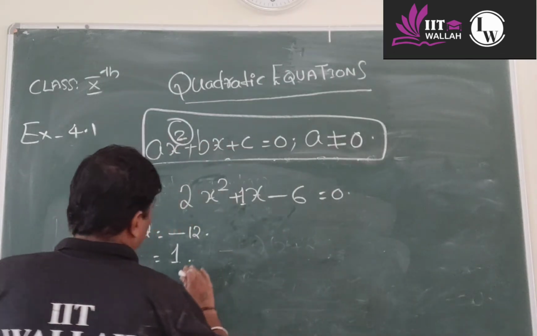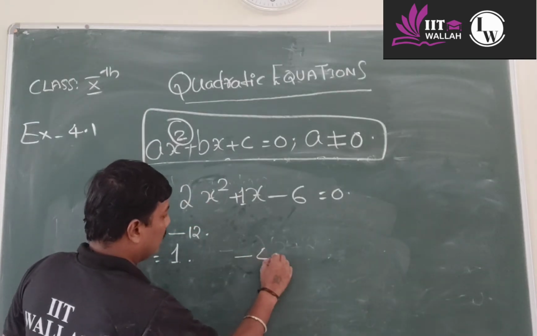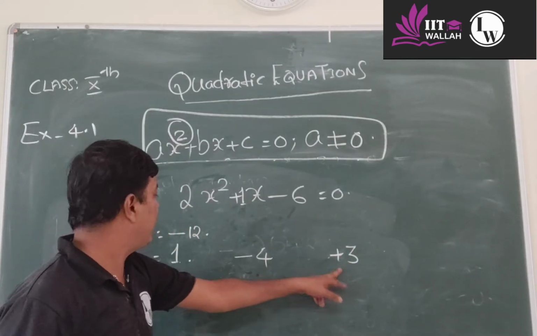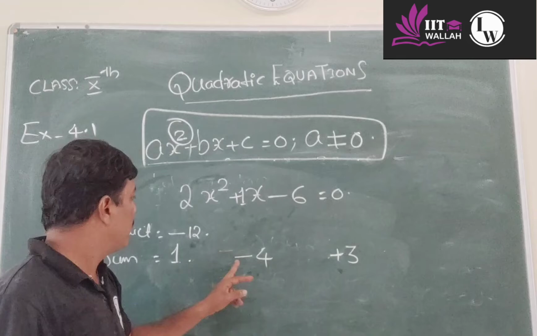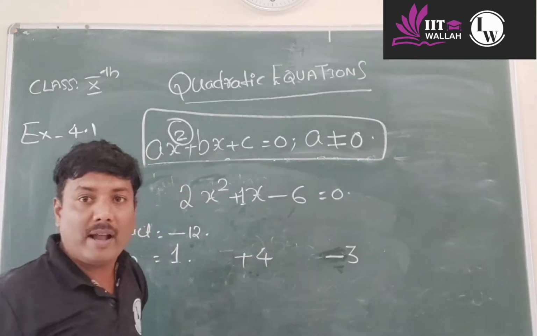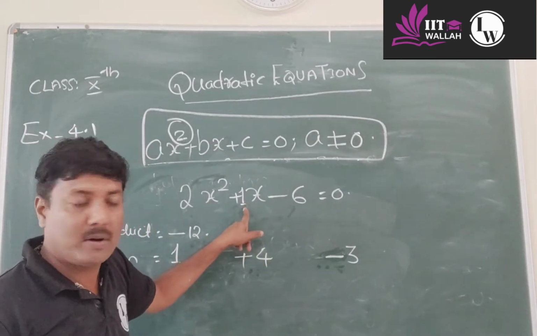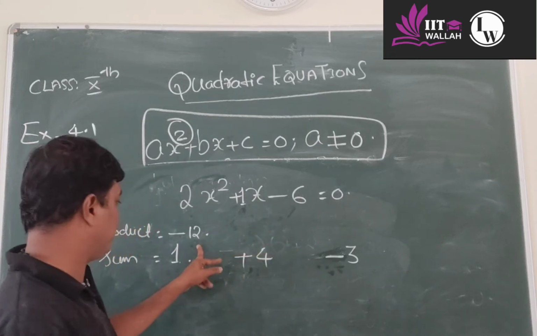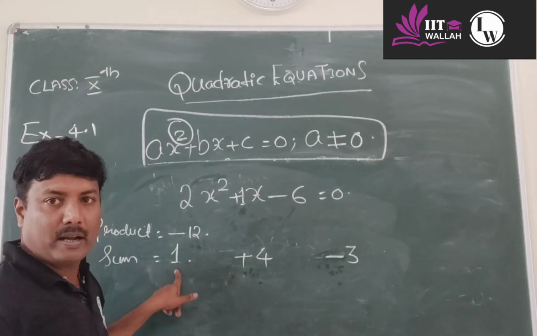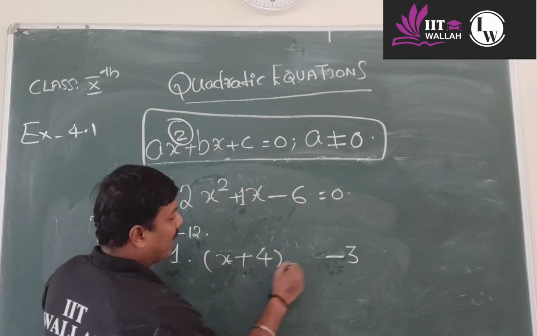So 4 and 3, you check: minus 4 and plus 3 are the numbers. Minus 4 into 3 is minus 12. Or plus 4 and minus 3? Because if you add, you have to get 1, not a negative 1. So 4 into minus 3 is minus 12, and 4 plus minus 3 is 1. Okay, we got sum 1 and product minus 12. Now you put x in the left side and close the bracket. That's all.